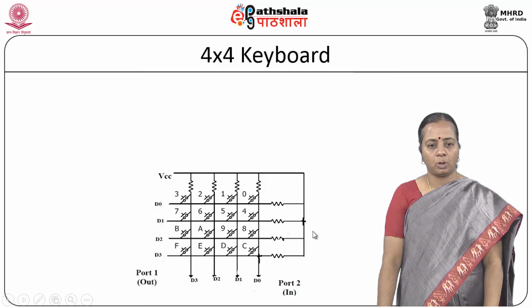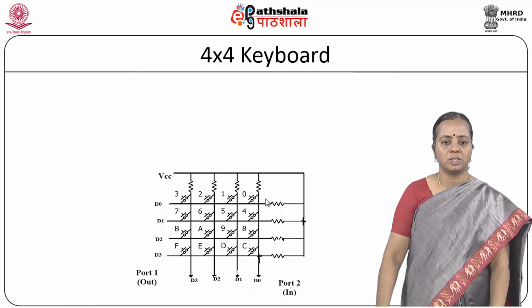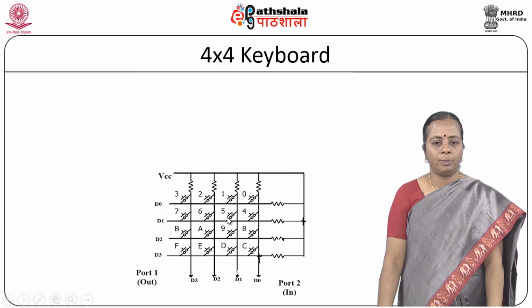This is the row lines, this is a column line, where these two are interconnected with a key press. If I am pressing this, then you will find that these two lines are getting shorted. Otherwise, these two lines are not connected. It looks like a grid. Rows and columns never touch, unless otherwise it has been pressed.